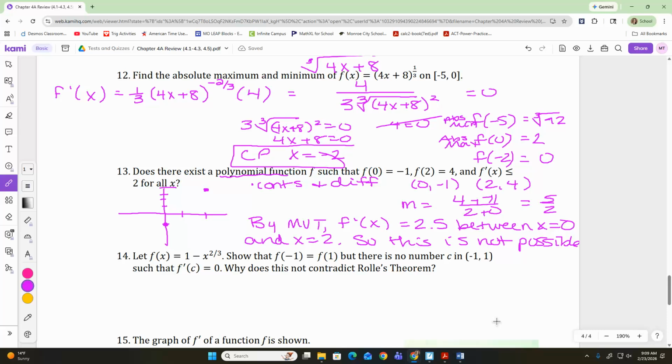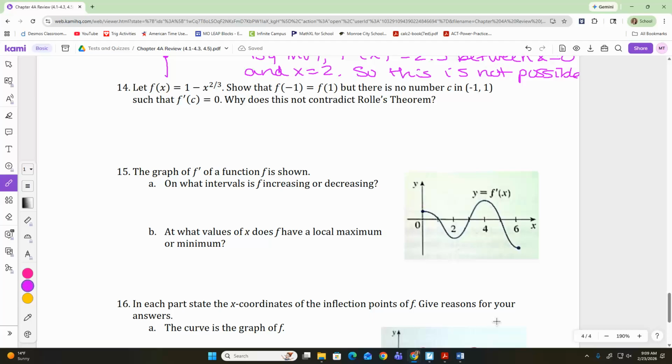Right. Problem 14. So our function is 1 minus x to the 2/3. Show that f of negative 1 is equal to f of 1. So if I put in a negative 1, this is the cube root of negative 1 squared. So we get 0. If we put in 1, we again get 0.